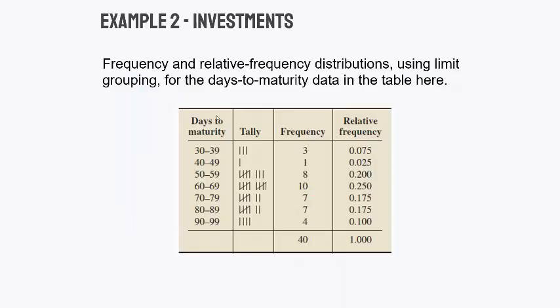So what you're going to have here is days to maturity, and your groupings will be a range of values. We're going to group all the 30s together, all the 40s, the 50s, 60s, 70s, 80s, and 90s. Then you just count how many values are in each. How many values were in the 30s? There were 3. How many in the 40s? 1, and so on. Here you can see your frequency counts, and from this you can easily find the relative frequencies.